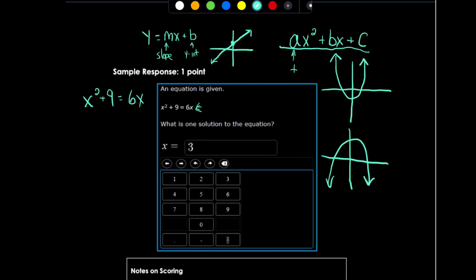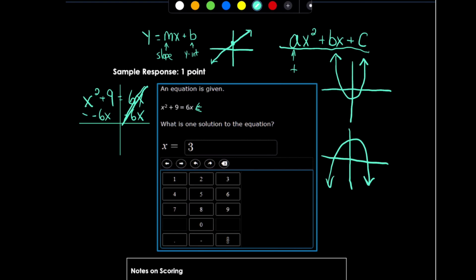Okay? Now, if we want to get everything over to one side of the equation, we're going to do the classic. We're going to draw our fence. Okay? We want everything to be on one side of the fence. So let's move this 6x by subtracting 6x from both sides. Okay? Because remember, what you do to one side, you have to do to the other. 6x minus 6x, that cancels out.